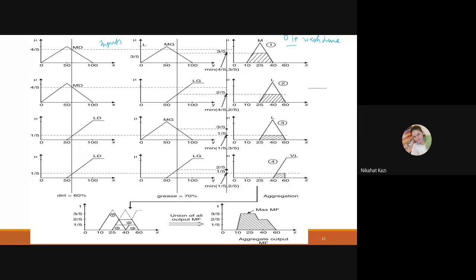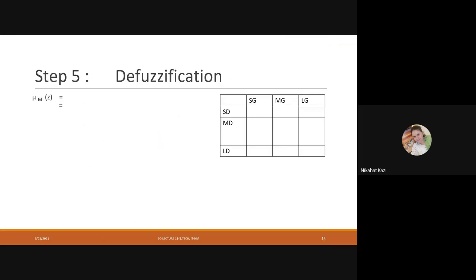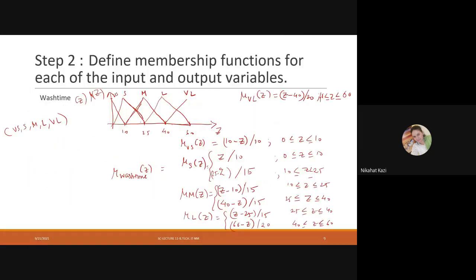You have the equation of medium wash time? Yes. So we use the equation of medium wash time, and then we equate that to 0.6. If you look at the equation of medium wash time, there are two parts to the equation. One is Z minus 10 divided by 15, and the other one is 40 minus Z divided by 15. You equate each of these to 0.6 and get values.